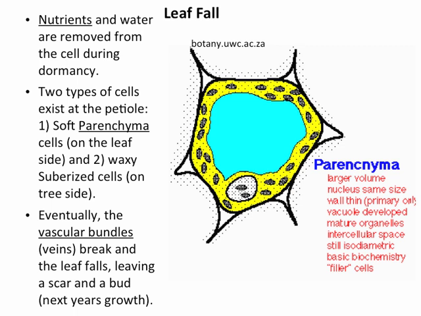Now look at that cell. Okay, so what do you think? I want you to label the parts of this cell that you can label as part of the review. What's the blue? What do you think the white with the dots is? What do you think those little structures are? That there are tons of them. So go ahead and make your guess, write it down. And so parenchyma, the larger volume, nucleus is the same size, walls thin, vacuole developed, mature organelles, intercellular space. This cell is still isodiametric, so it's evenly made in the basic biochemistry of the filler cells.